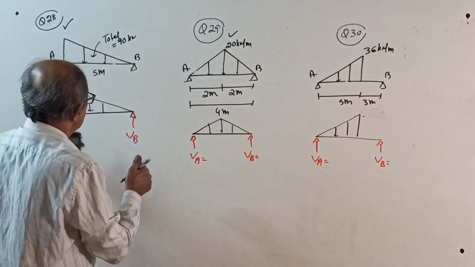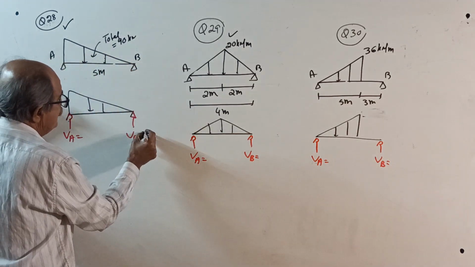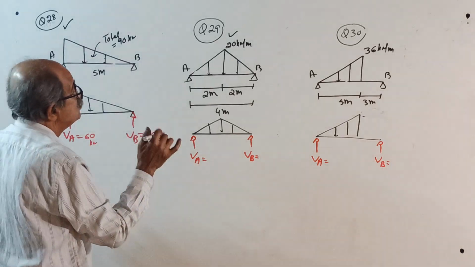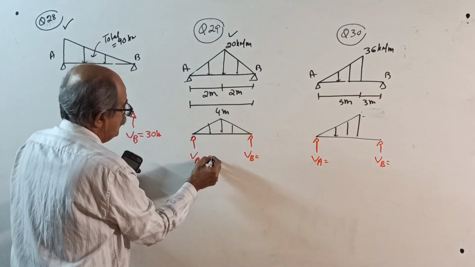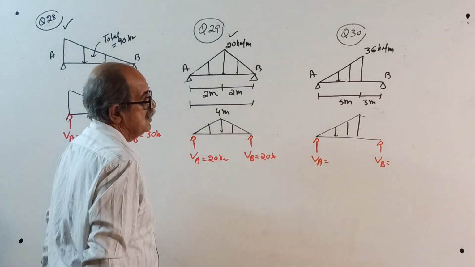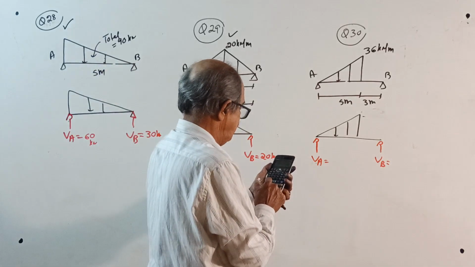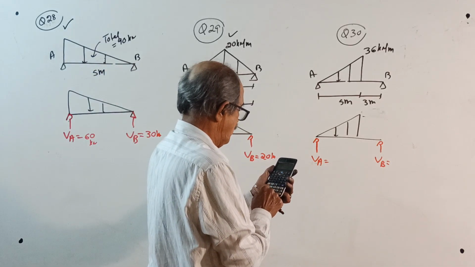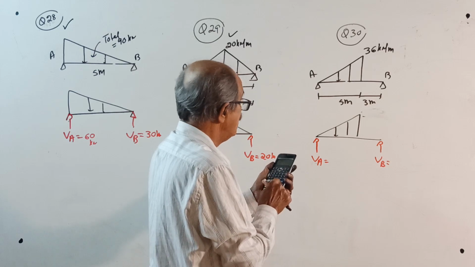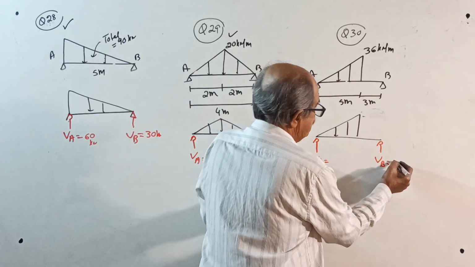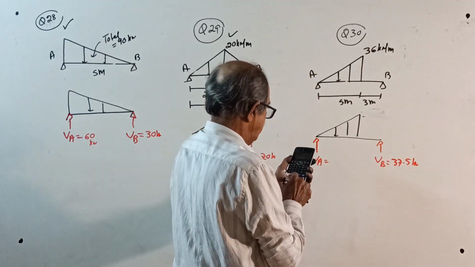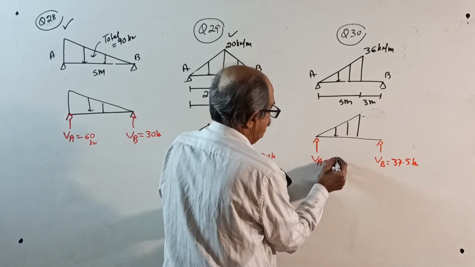So here 90, so why a calculator for it? 90 means 30 kilonewton here, 60 here. You don't bother. Usually, 24, 40, 20 kilonewton here and 20 kilonewton here. 36 into 2.5 is the total load, into 2 by 3 of 5, divided by 8. 37.5 kilonewton here, minus 36 into 2.5, 52.5 here.